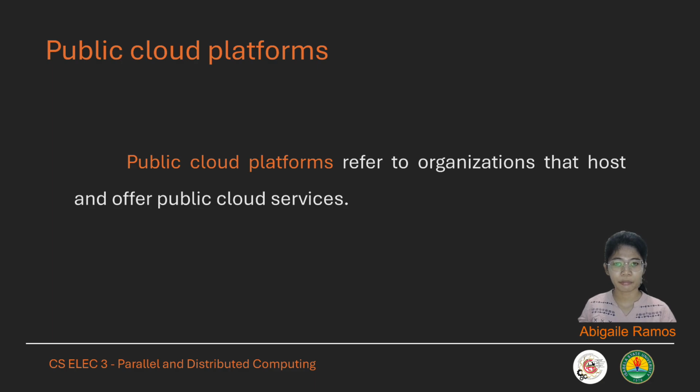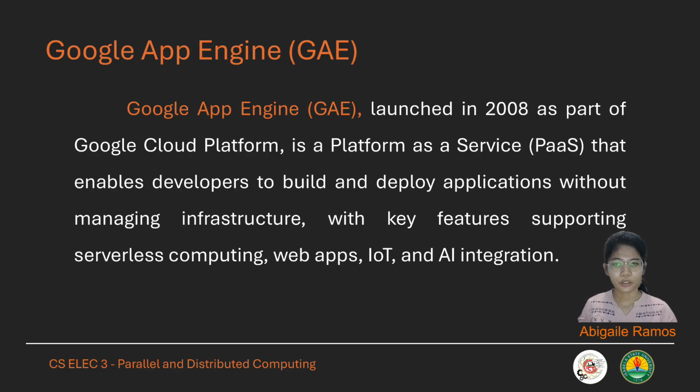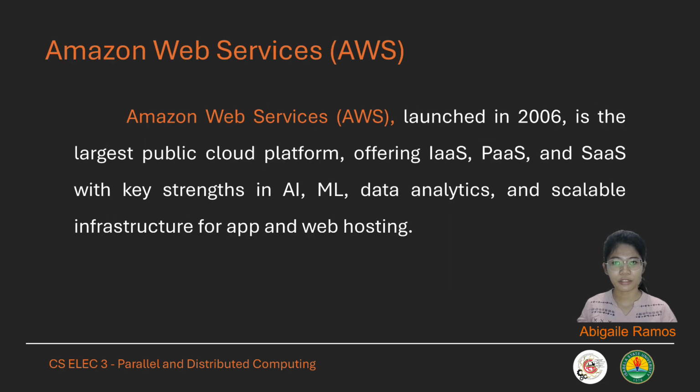There are several public cloud platforms, but this topic would only focus on these three: Google App Engine, Amazon Web Services, and Microsoft Azure. These three are considered the three big platforms for cloud computing today. First off, Google App Engine. It is a core service under Google Cloud Platform that offers platform as a service. Google App Engine focuses more on serverless application development. Its key features include supporting use cases from serverless computing and web applications to integration with Internet of Things and artificial intelligence.